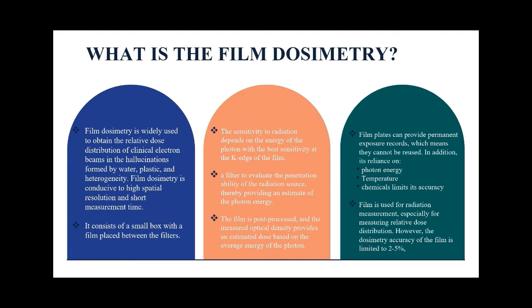Film plates can provide permanent exposure records, which means they cannot be reused. In addition, reliance on photon energy, temperature, and chemical limits its accuracy. Film is used for radiation measurement, especially for measuring relative dose distribution. However, the dosimetry accuracy of the film is limited to 2 to 5%.